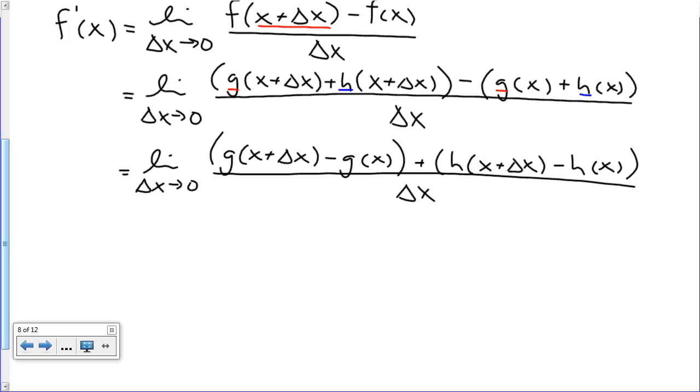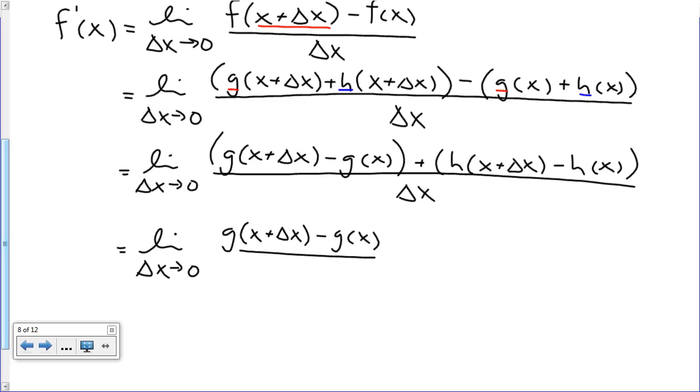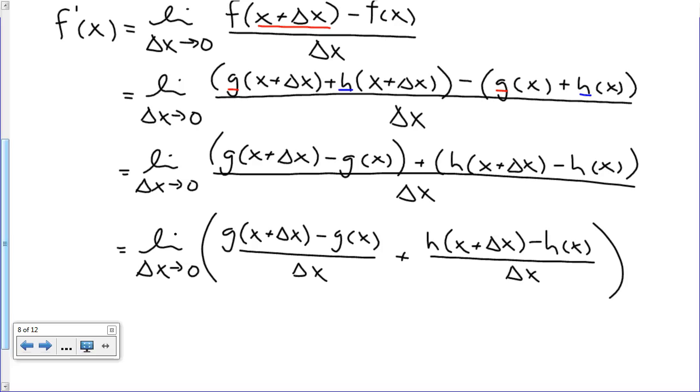And what I want to do here is use the property of a quotient or a fraction here that allows me to split up this quotient that I have into two separate quotients. And in particular, I can rewrite it this way. The limit as delta x goes to 0. I can rewrite this as g of x plus delta x minus g of x, all divided by delta x. And then add that to h of x plus delta x minus h of x all over delta x. And we're taking the limit of this whole thing.